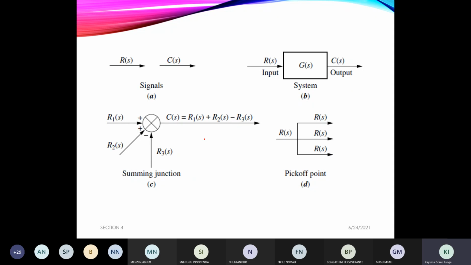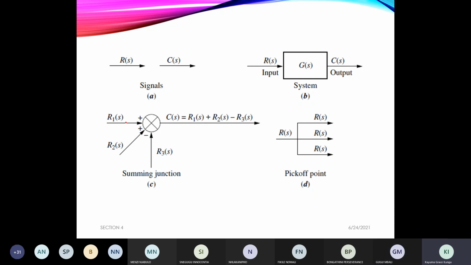So the summing junction, in an easy way, is just a point which receives many signals as input and sends them out as a sum of many signals. There can be many signals getting into the summing point, and at the output, the sum of all the signals. We can have as many as we want, but the output of the summing point is the sum of the signals.